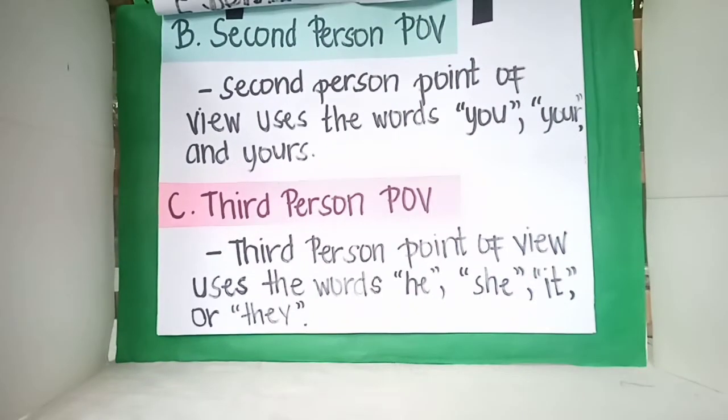C, the third person point of view. The author is narrating a story about the characters and refers to them with the third person pronouns he or she.